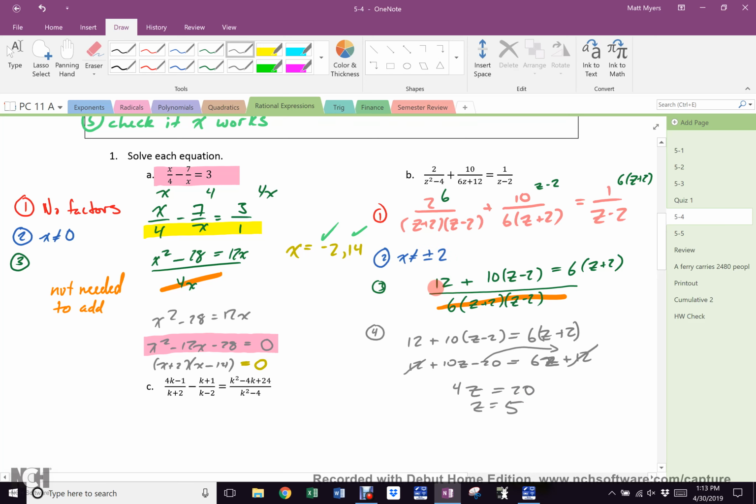You could check it anywhere, but the easiest spot to check it would be in the numerator when we had the numerators right here, yes? What is 5 minus 3? 5 minus 2? 3. What is 5 plus 2? 7. What is 10 times 3? What's 30 plus 12? 42. What's 6 times 7? 42. Does 42 equal 42? In every universe I live in.